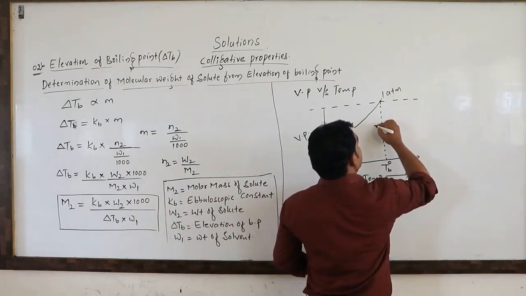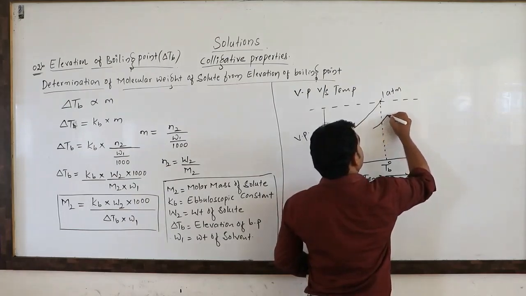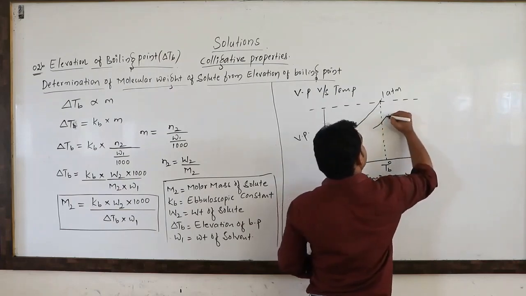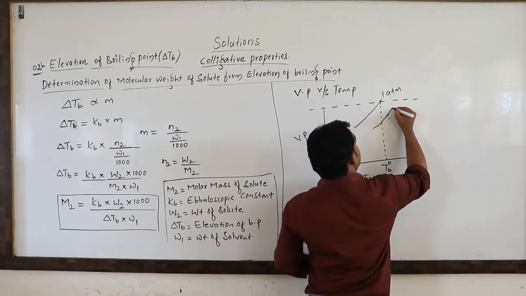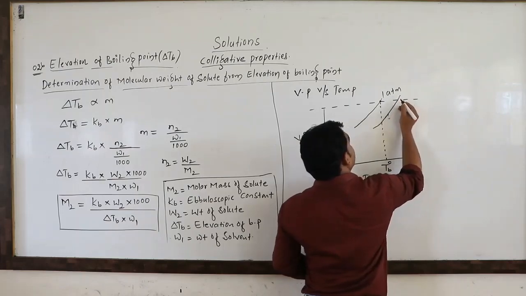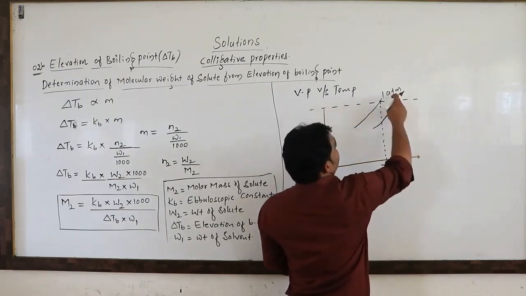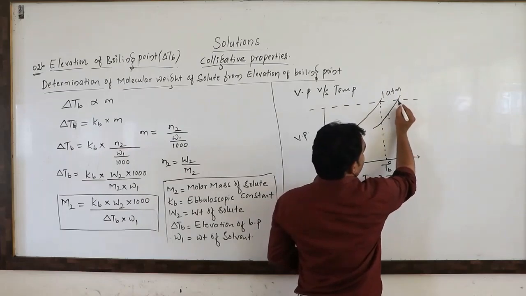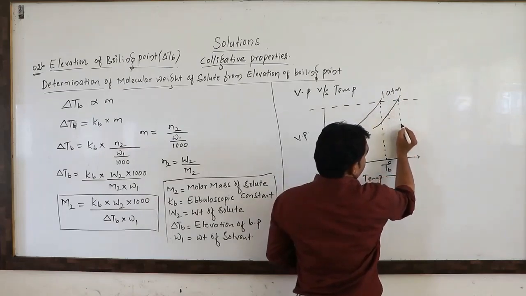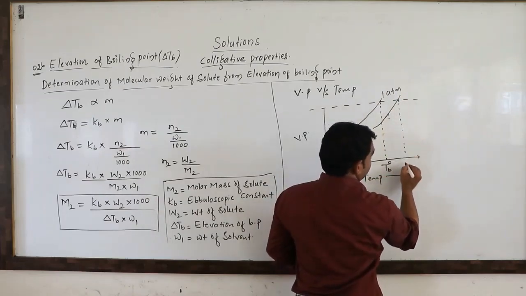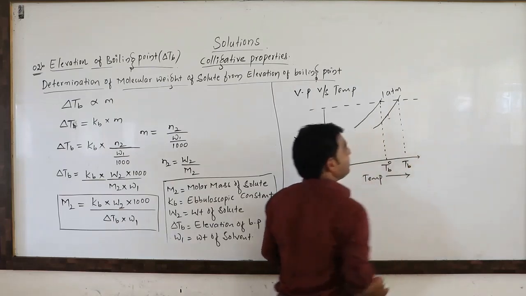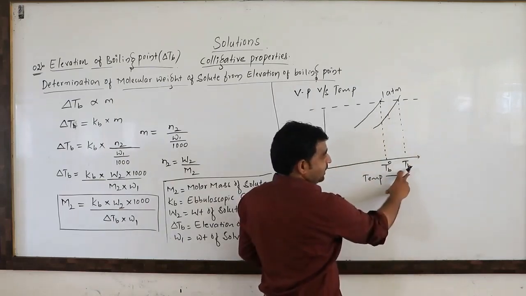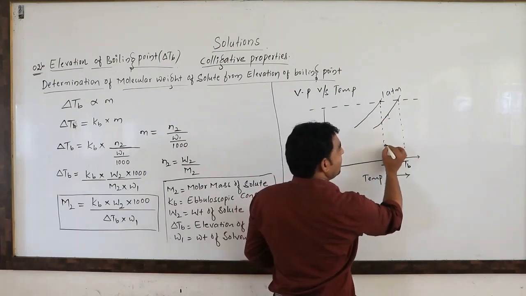Now, when we add a non-volatile solute to the solvent, the vapor pressure decreases. If the temperature increases, the vapor pressure also increases. When it reaches 1 atm pressure, the solution starts to boil. That temperature is denoted by Tb. The difference between Tb minus T naught b will give what?